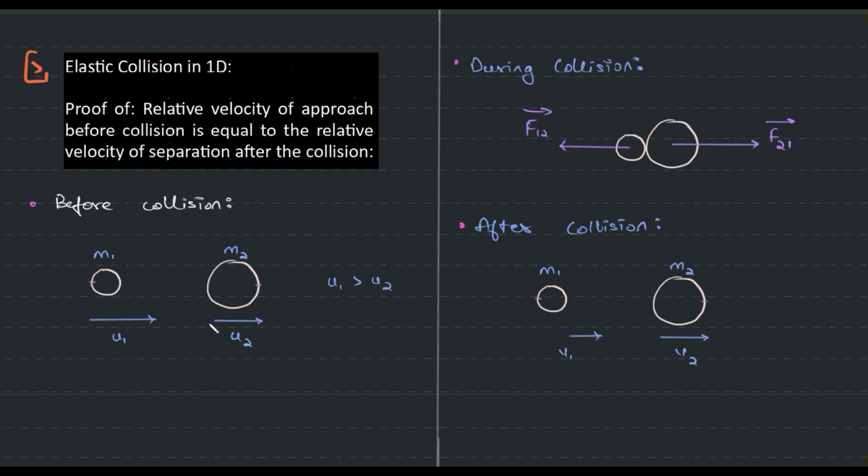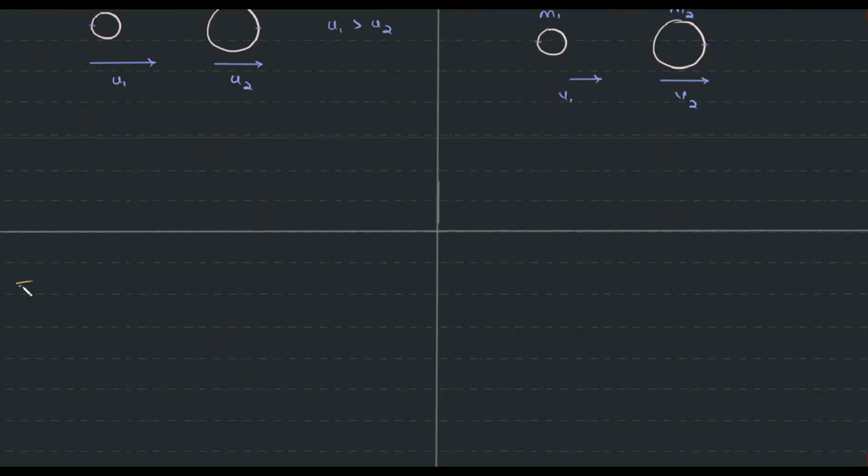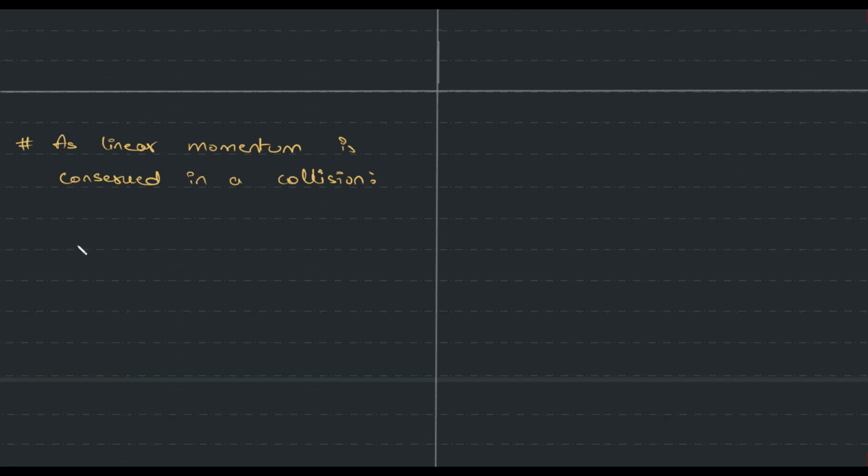So now let's start the derivation by considering what we just learned in the previous video, as linear momentum is conserved in a collision. So it doesn't matter which collision, even though this is elastic. So we have the initial momentum being equated to the final momentum, right?